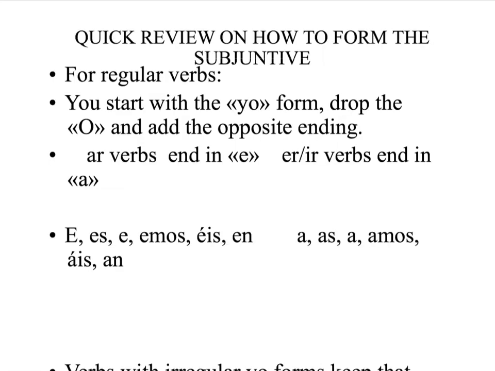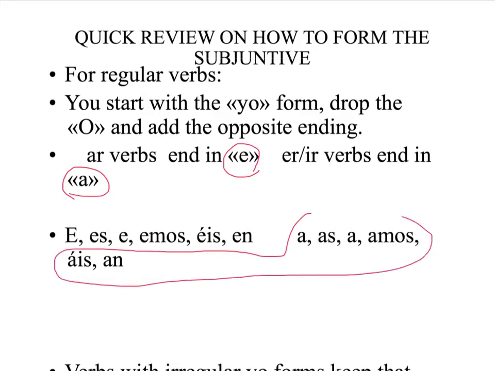A quick review on how to form the subjunctive. For regular verbs, you start with the yo form, drop the o, and add the opposite ending. AR verbs are going to end in es, which is the opposite. ER and IR verbs are going to end in the letter A. Here are your endings. Something went a little awry here, but there are your AR verb endings, because they get the E's, and here are the ER and IR verb endings.